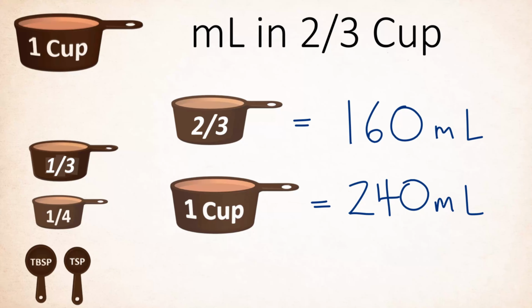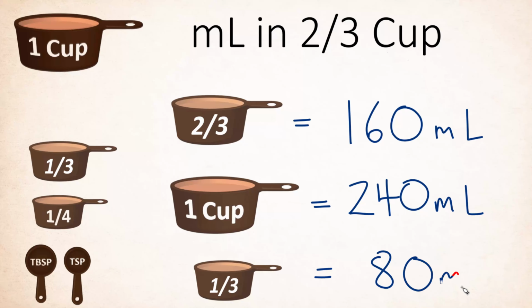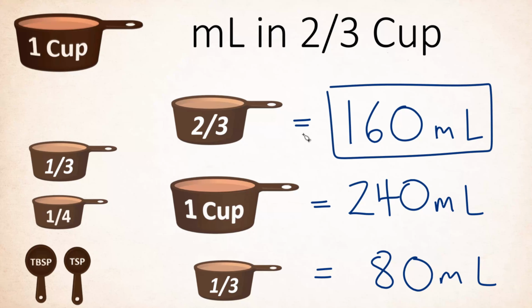So if we look at 1/3 of a cup here, there are 3/3 cups in 1 cup, so we just divide this by 3. 1/3 of a cup equals 80 milliliters. And so you can see if we have 2/3, it's just twice that. That's where we get that 160 milliliters from for 2/3 of a cup.